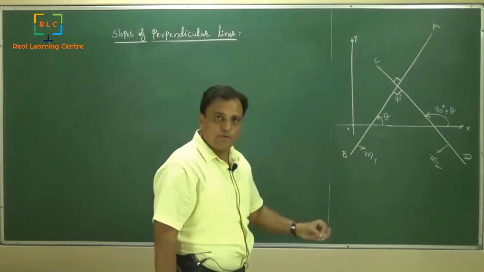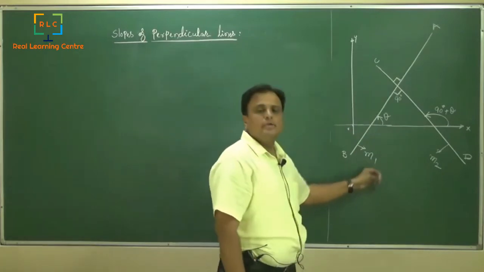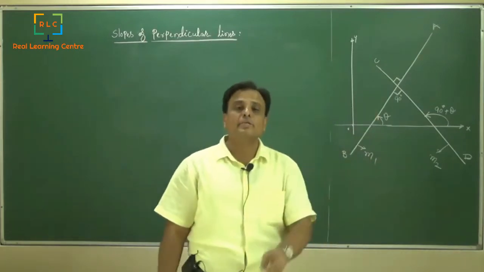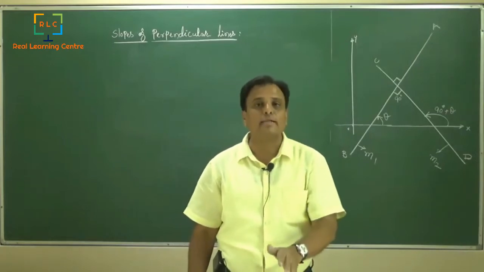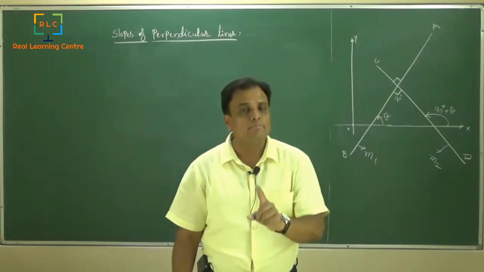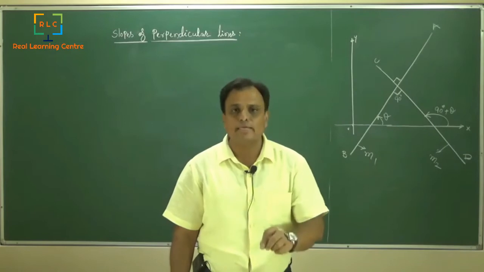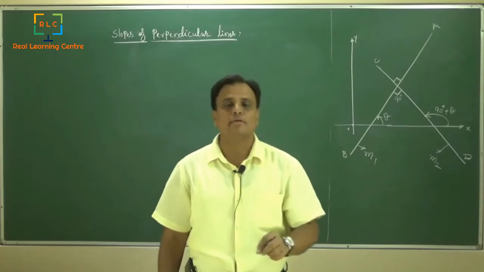Definitely it's our duty to find out. First you find out M1 and find out M2, and after that multiply them, and you have to show that their product is equal to -1, because here the two lines AB and CD are perpendicular to each other.